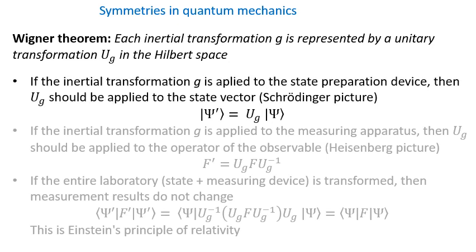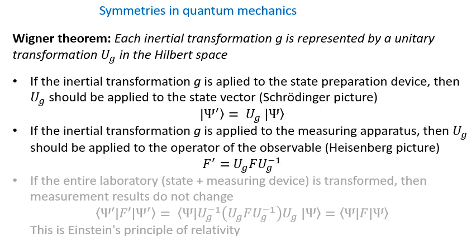There are two ways one can do an inertial transformation G. First, one can apply it in an active way to the system itself. Then the unitary operator U of G should be applied to the state vector. This is called the Schrödinger picture. Alternatively, the inertial transformation can change the point of view of the observer. Then the unitary operator U of G should be applied to operators of observables. This is the Heisenberg picture.